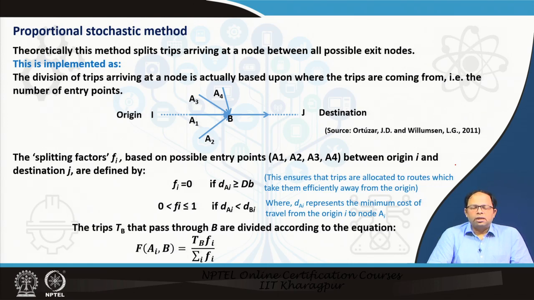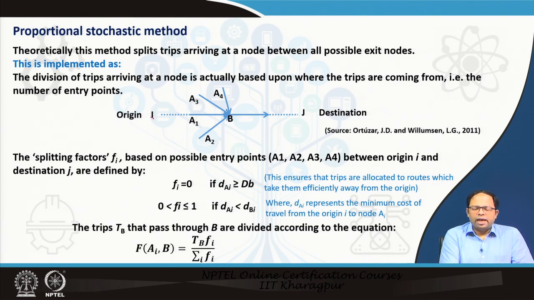Then in the next method, the proportional stochastic method, theoretically this method splits trips arriving at a node between all possible exit nodes. That means we divide the number of trips going from one node to another node. That means it splits the trips into different pathways. But when it is implemented, the division of trips arriving at a node is actually based upon where the trips are coming from, that is, the number of entry points.